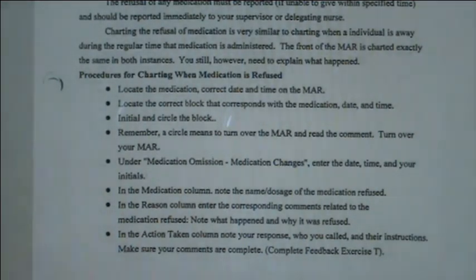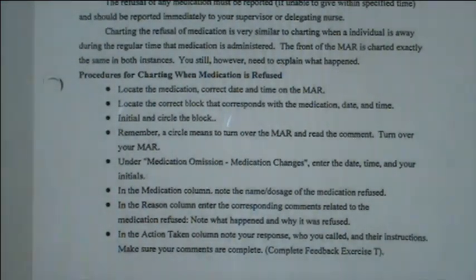you're going to put your initial in the box and put a circle around it. A circle always means that the medication was not given, but it does not say why. Some MARs have a comment section on the back where you can put a one-line sentence that says, resident refused Tegretol, for example.